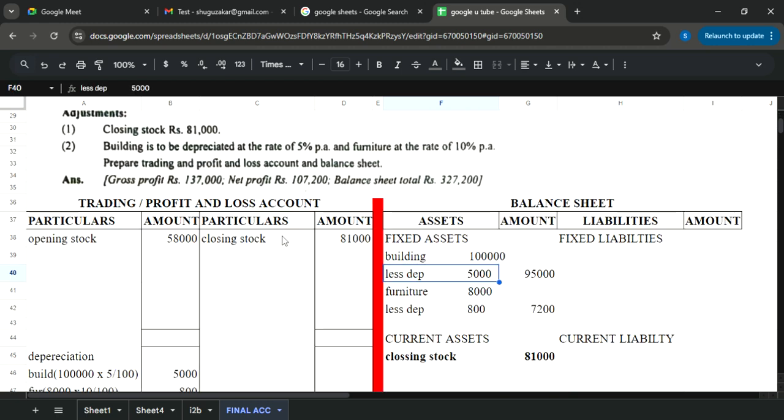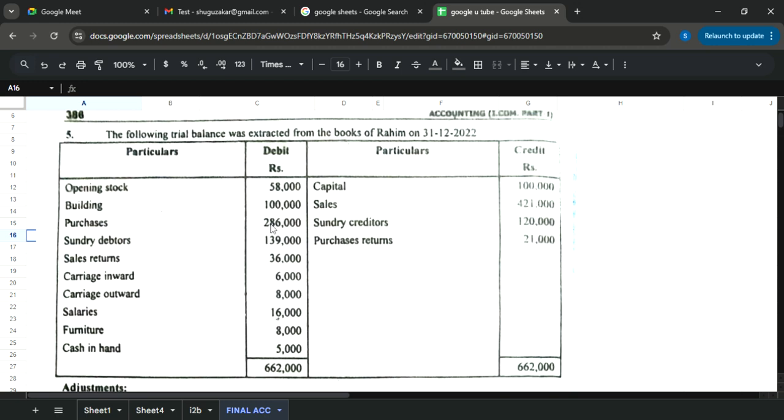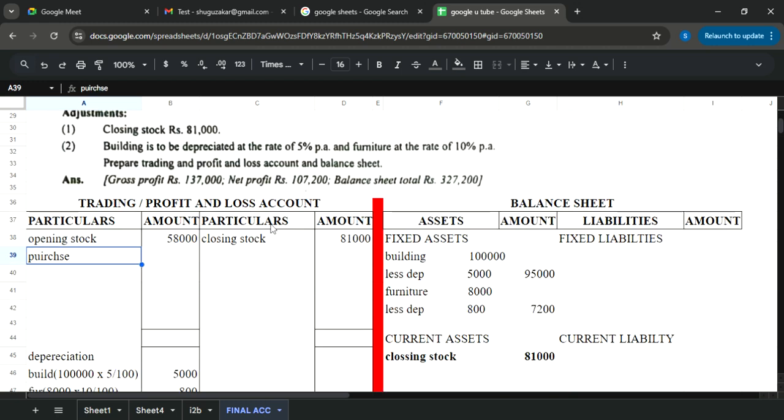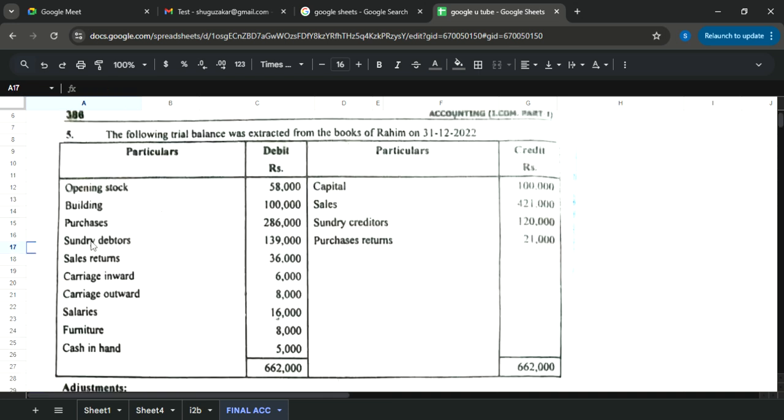Purchase, direct expense, you will come over here and you will write purchase, which is 286,000. Here you will write 286,000. Why we are writing in inner column? Because we will wait for purchase return. Sometimes it happens. So what you are going to do is to wait for amount of purchase return, before writing next amount. Alright guys, purchase is completed.